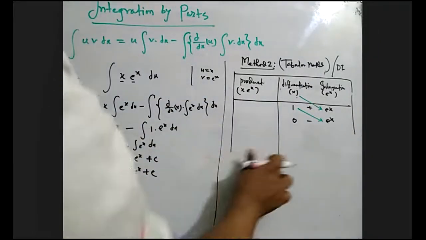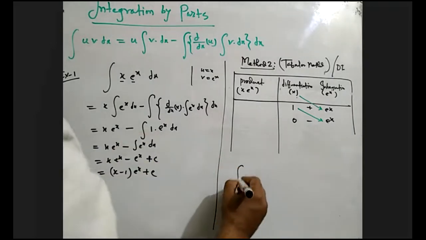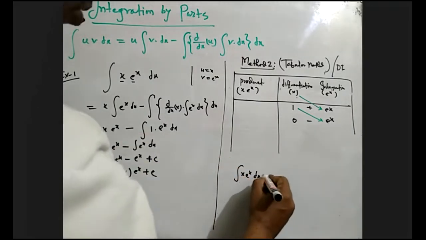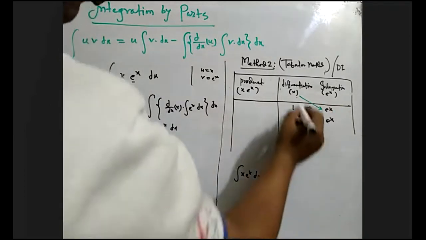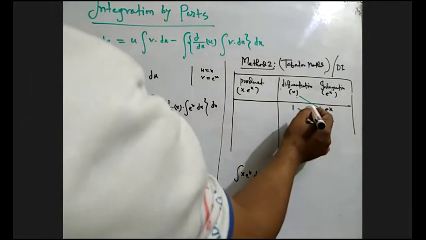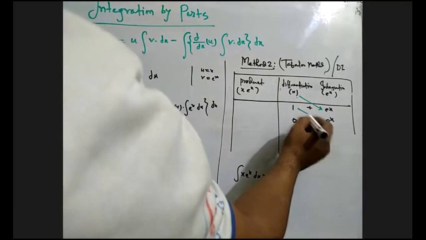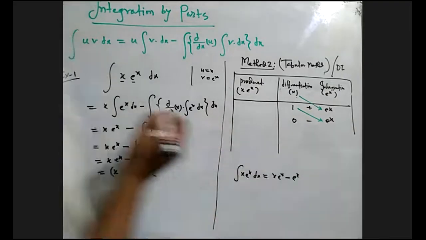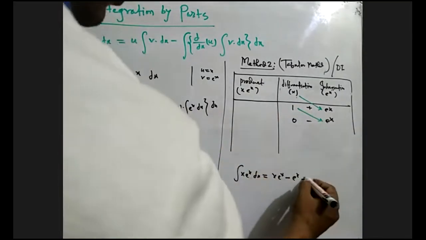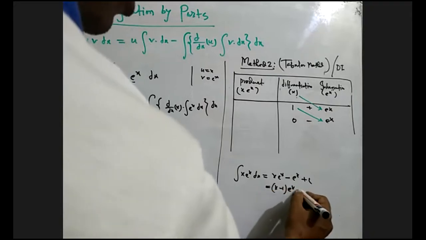So using this process, the integral of x e to the power x dx will be x times e to the power x, then minus 1 times e to the power x, plus c. So it is x minus 1 times e to the power x plus c.